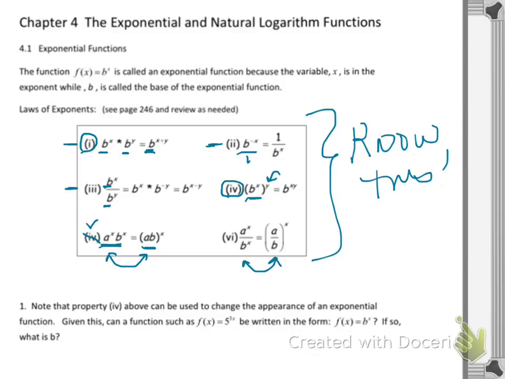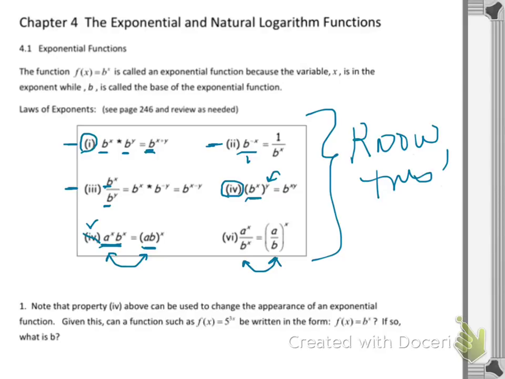All right, going on down to number 1. It says, note that the property, so let's see which property I mean. I think I mean 5, so let me change that to 5. Can be used to change the appearance of an exponential function. Given this, can a function such as, oh, maybe I didn't mean 5, maybe I really meant 4. So let's look at that. Yes, so I really did mean 4. So let me erase that, and we'll go with 4.